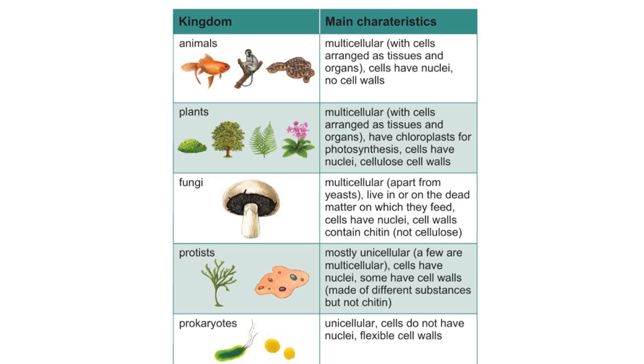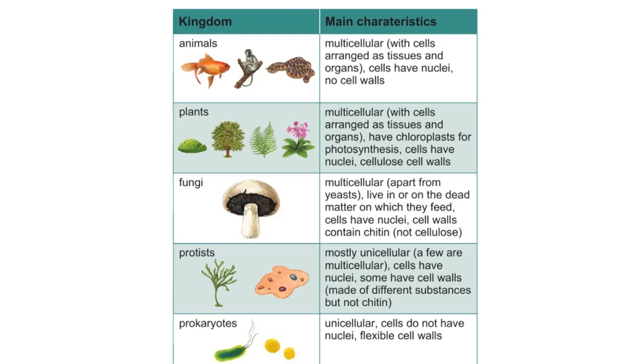Okay, on to our third one. The third kingdom is the fungi kingdom. There's a joke about that, but I won't make it. Okay, so the 3 main characteristics we need to bullet point on our table for the kingdom of fungi are that they are multicellular. They're made of lots of different cells. They live in or on dead matter, which they feed on.